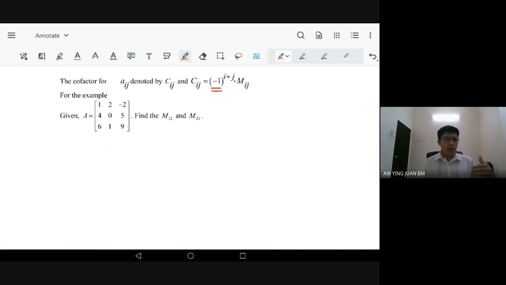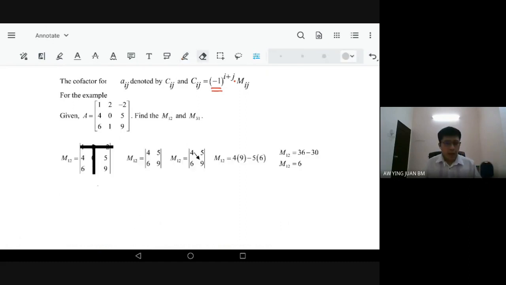So for example, given the situation, okay, just now we already undergo how to find the minor, which is M12 and M31. Next, what we have to do is to make use of the minor. So refers to the situation, C12 actually equals to -1 to the power of i plus j, 1 plus with the 2, and then we have M12. Simplify the situation, C12 actually equals to -1 to the power of 3. So power of 3, which is the odd number, so automatically we say -M12. So substitute the 1, 2. As we all know, our M12 is 6. So finally, C12 is equals to -6.